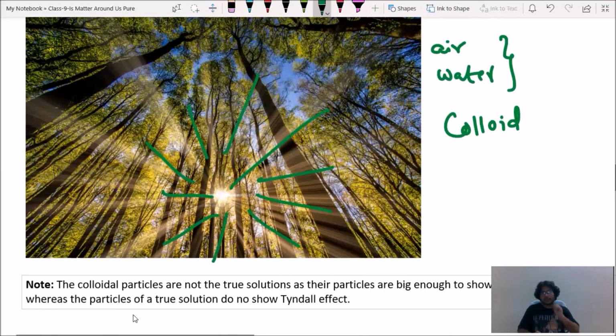Next, colloid particles are not true solutions, as their particles are big enough to show the Tyndall effect, whereas particles of true solutions do not show the Tyndall effect. In the last video we learnt about true solutions, that true solutions do not allow the Tyndall effect because their particles are not as big as those of colloid solutions.